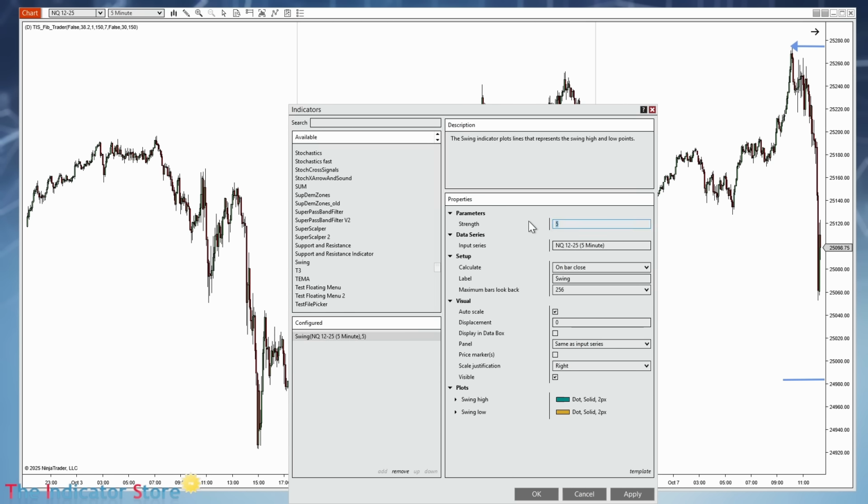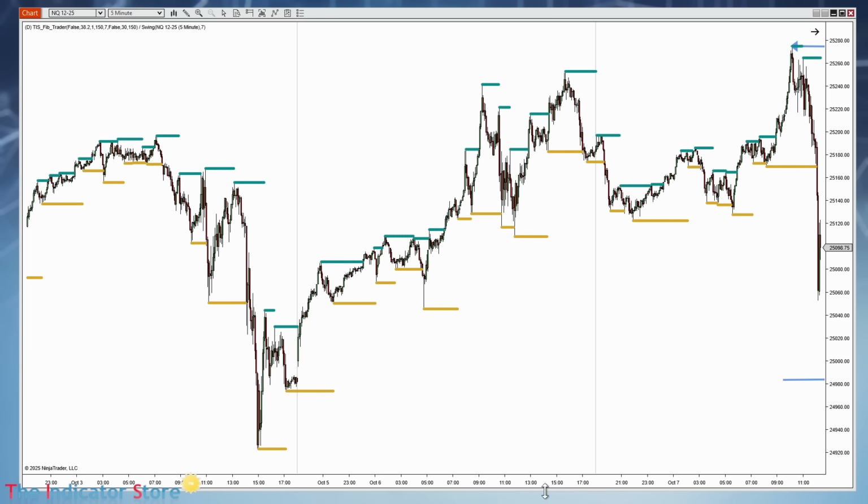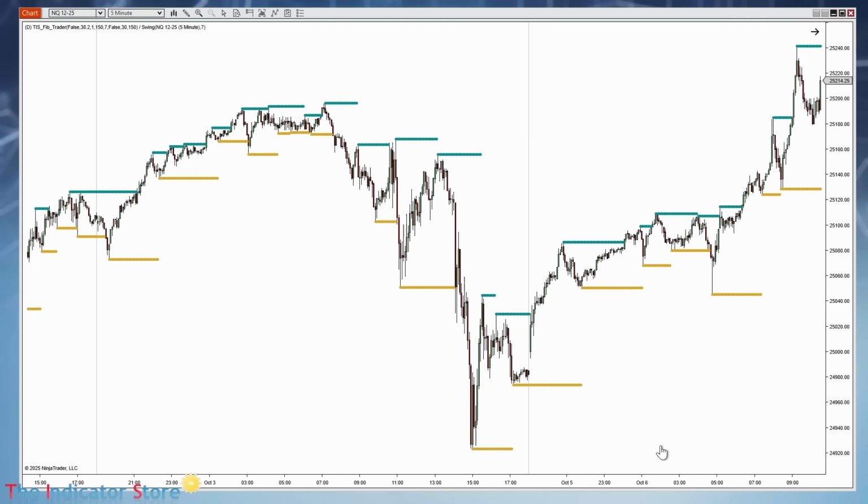And you can define a strength of pivots of 7. For example, 7 means that 7 bars to the left, 7 bars to the right, this is the lowest low. The same here. So 7 bars to the left, 7 bars to the right, this is the lowest low and also the highest high.